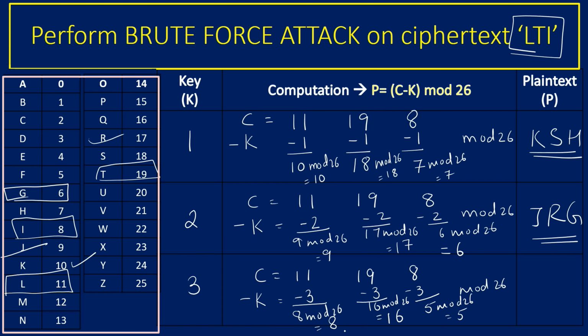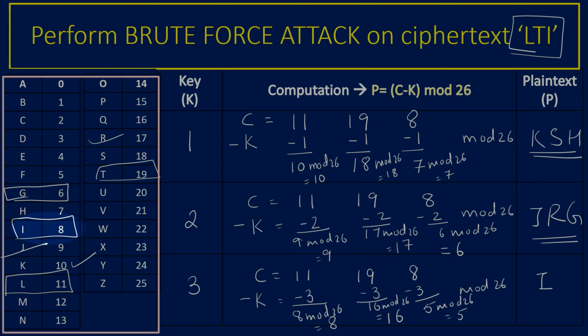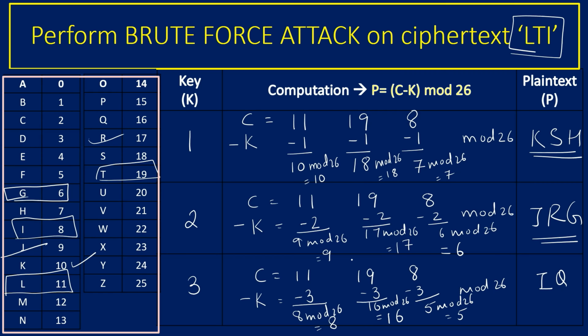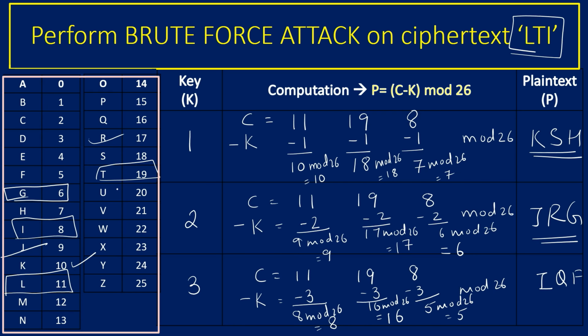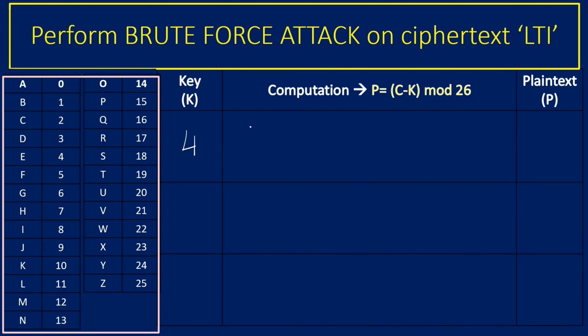The attacker then maps these numbers to the letters. So 8 will be mapped to I, 16 will be mapped to Q and 5 will be mapped to letter F. This mapping is done using the table on the left. So now again you see that IQF does not make any sense. So the attacker now uses the key 4.